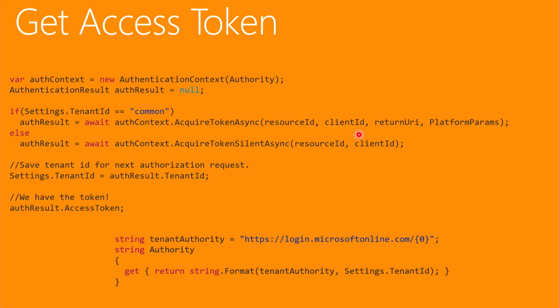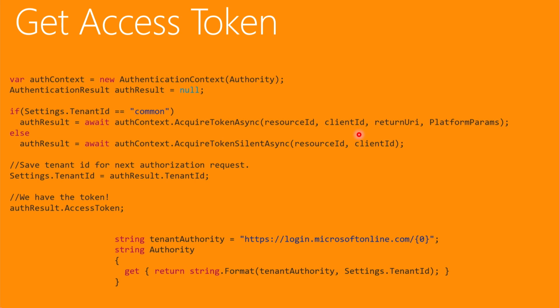We then step through it and say, are we still on the common authority? Do we know that someone's authenticated with us or not? If we are, then we go and acquire a token. We pass it a resource ID, a client ID, a return URI, and the platform parameters, which I just explained. If we know we're on a tenant, we know that someone's already previously authenticated with us, we don't necessarily have to ask for the username and password, so we can actually use this second method, which is acquire token silent, which means it goes and refreshes the token without the need to be authenticated.